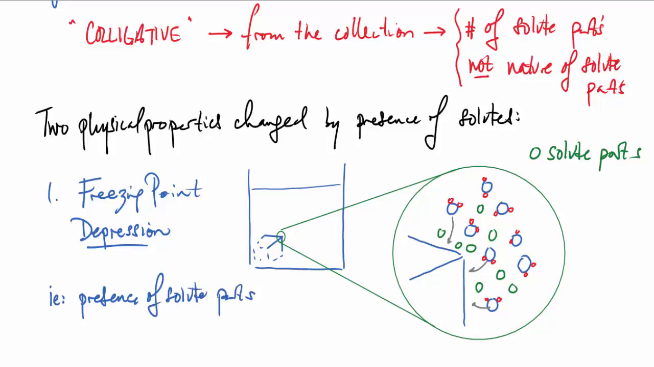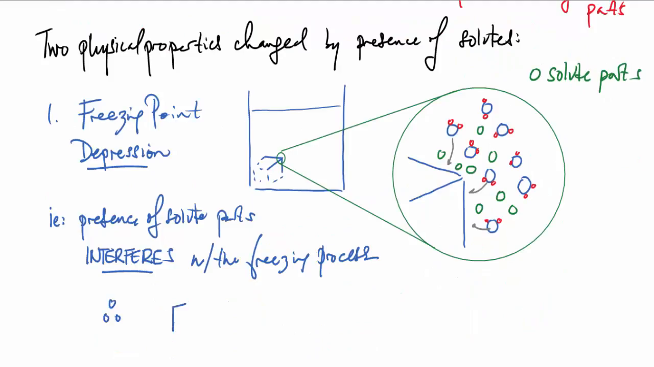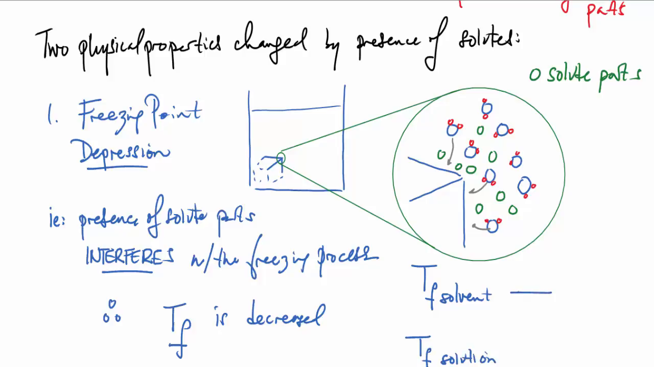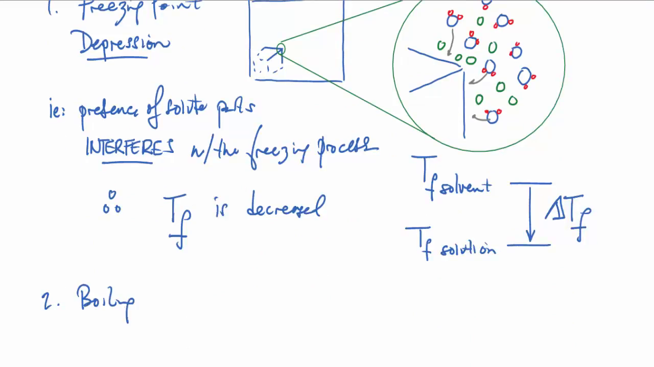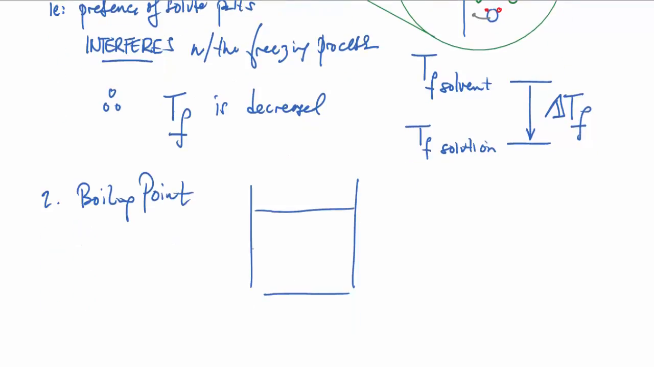Consequently, the freezing point is depressed. It takes a lower temperature. And there's the idea the presence of solute particles interferes with the freezing process. You have to get colder for this solution with solute particles in it to freeze. And the temperature that we freeze at is decreased. And you can see here that the freezing temperature of the pure solvent and the solution are different by this thing we'll call delta Tf, which is a change in the freezing temperature.